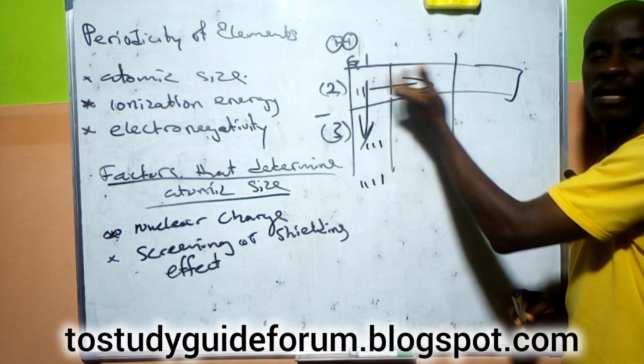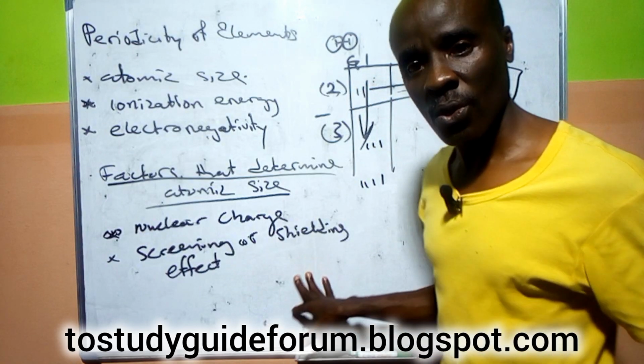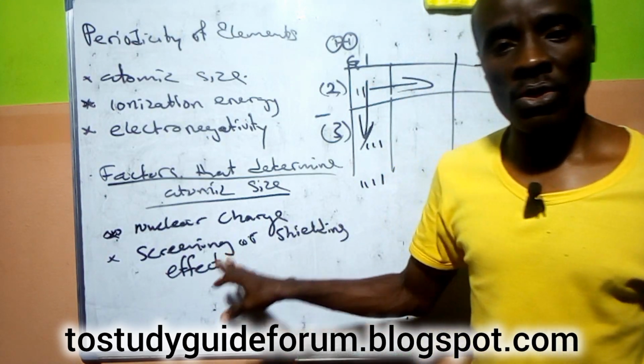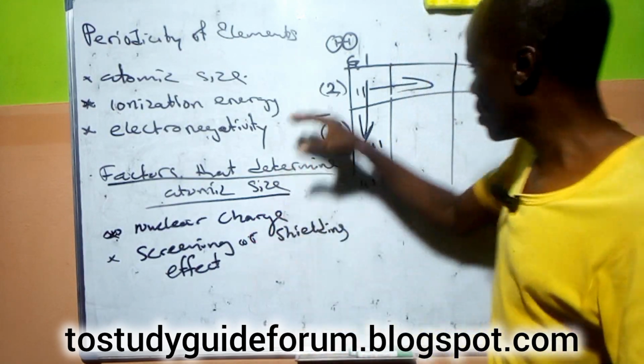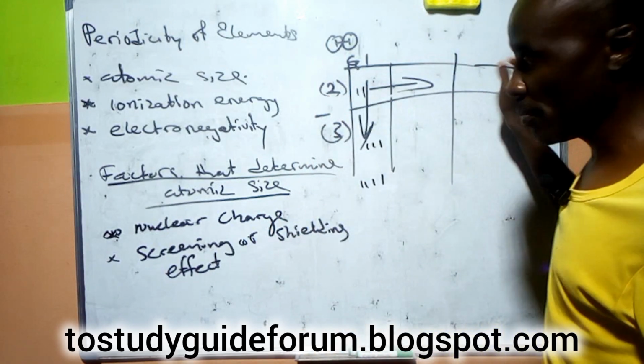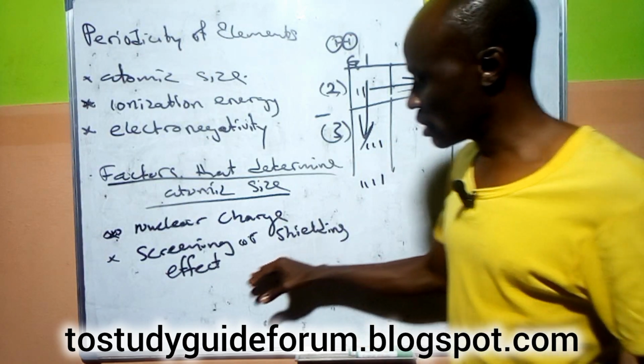But rather across the period, the screening effect or shielding effect is very, very insignificant when you come across the period, but down the group, its effect is high. Now, what is this screening effect?